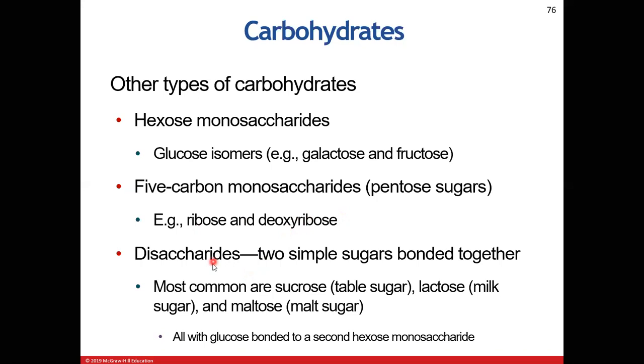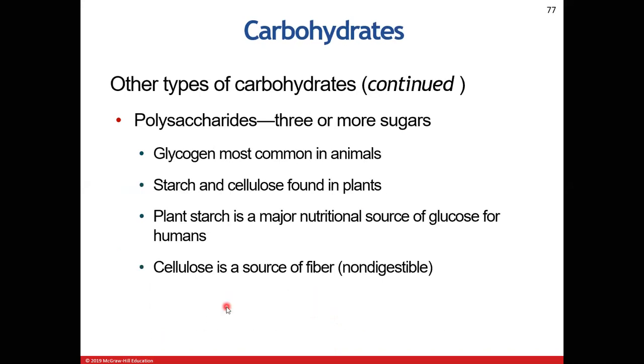We can have disaccharides. Disaccharides are 2 simple sugars bonded together. Some of the common ones are sucrose, lactose, and maltose. These are all disaccharides. These are all glucose molecules bonded to some additional second hexose monosaccharide. So all 3 of these have some sort of glucose together.